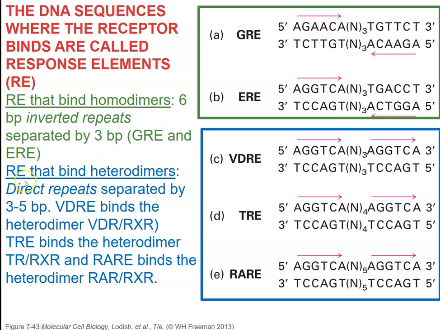We also have receptor elements that bind heterodimers. These are direct repeats. These are examples of the receptor elements that are able to bind as heterodimers. And here we have the direct repeats. Here we can show the arrows going in this direction that show the sequence that these proteins are able to bind to.